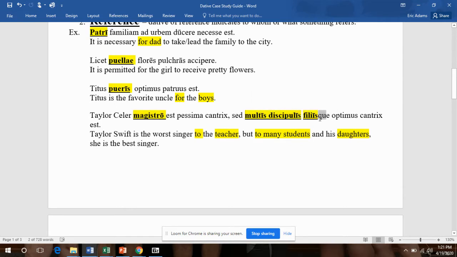Que, of course, means "and." It is an enclitic because it attaches to another word. So, "to or for many students and to his daughters," then she is the optima cantrix, the best singer. And so, in that way, obviously, you have the dative of reference: to the teacher referencing she's the worst, but to many students and to the daughters.